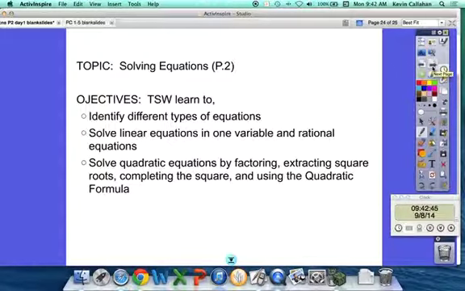So again, we did the linear, and we did solving quadratics by factoring and extracting square roots. We did not do completing the square, but we did the quadratic formula.